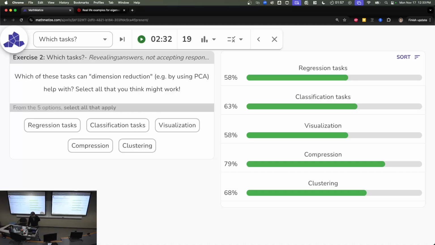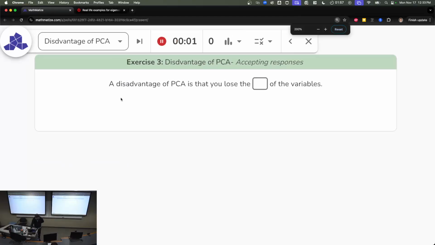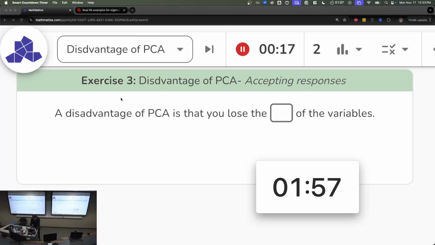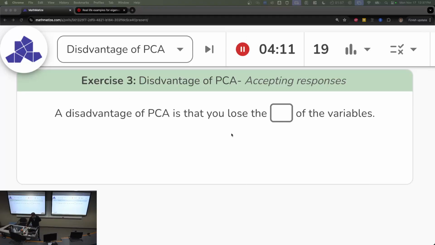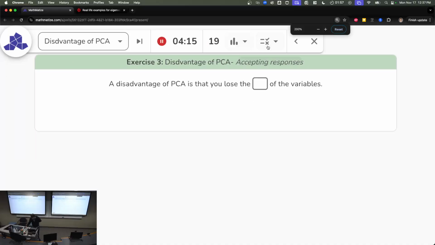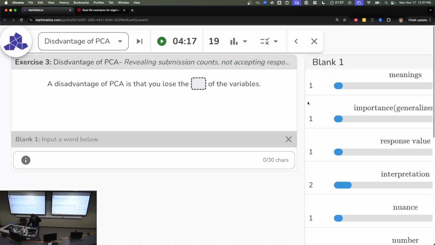It has a couple downsides that I want to talk about now. So here is a disadvantage. A disadvantage of PCA is that you lose the blank of the variables. There are a number of things you can put in the blanks, but I want you to think carefully. What could you put there that would make this a true statement? Okay, I'll give you a few minutes. The disadvantage of PCA is that you lose the blank of the variables. What is the blank? There are many, many possible answers. Let's see.